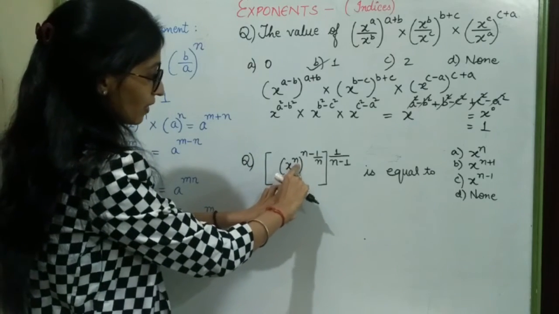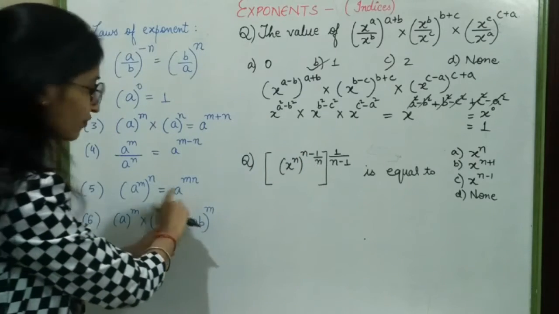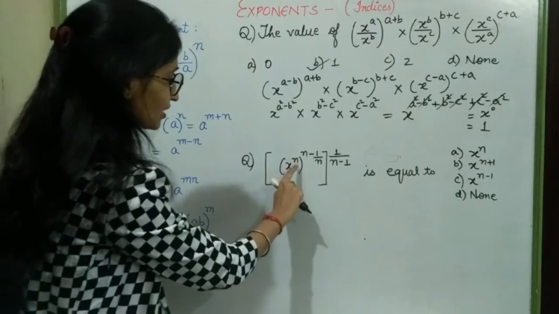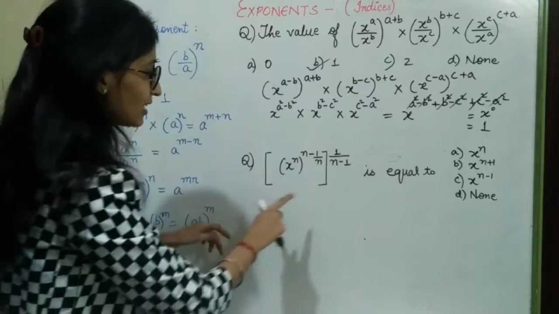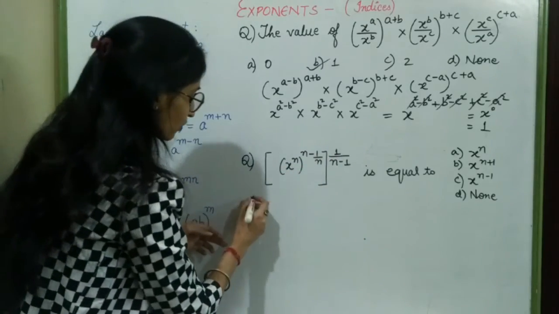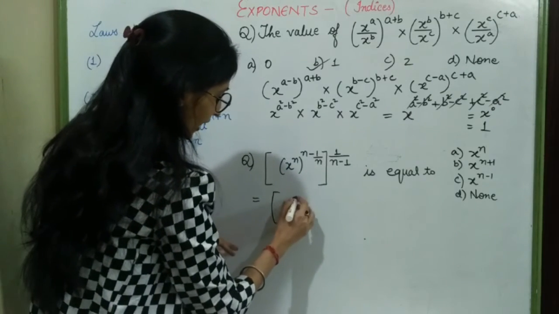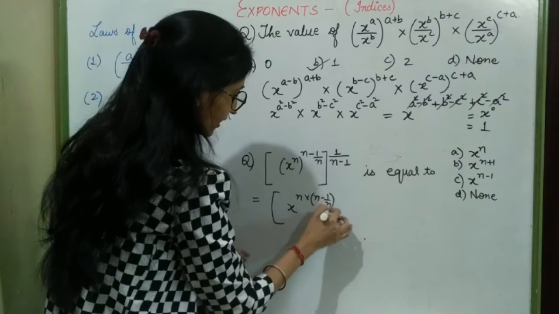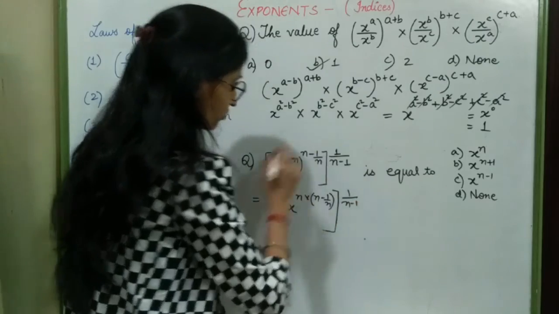See, x raised to power n and outer also there is a power. So rule number 5: when there are two powers, we are going to multiply them. So let's multiply n with n minus 1 by n, and the third power is also going to be multiplied. So first start with these two. X raised to power n multiply by n minus 1 by n, and outer power is again 1 upon n minus 1.